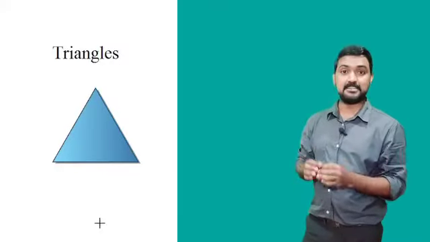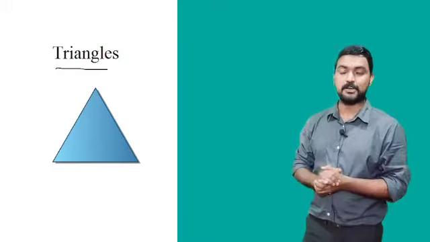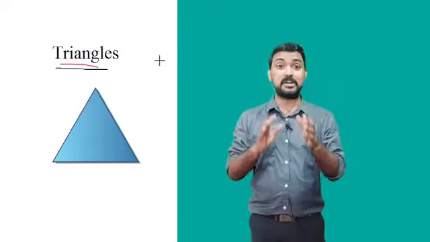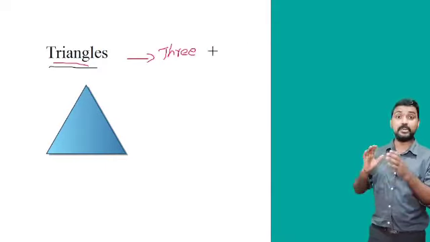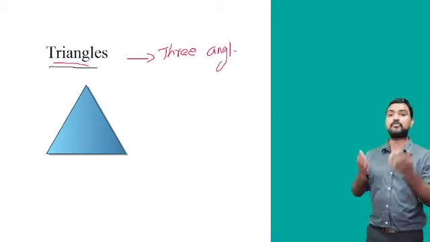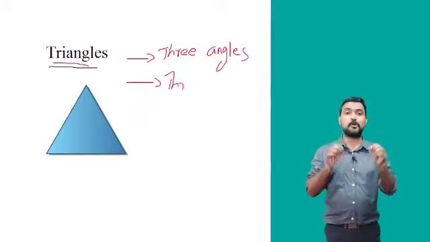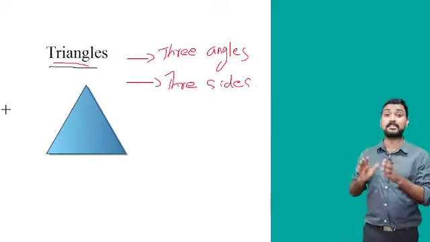In class 10th, this is one of the important chapters under the unit geometry. We can expect more questions from this chapter. So what is the title of the chapter? Triangles. When we hear the word triangle, what will come to our mind? Three angles. So we can call this a polygon with three angles or three sides.